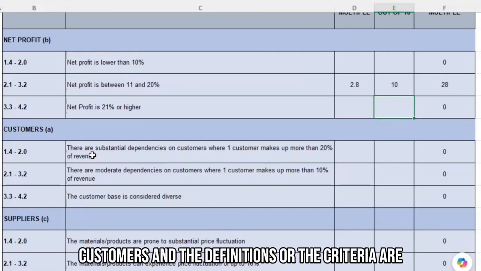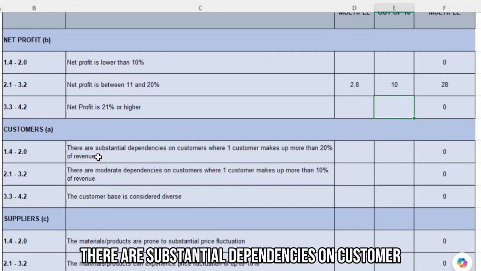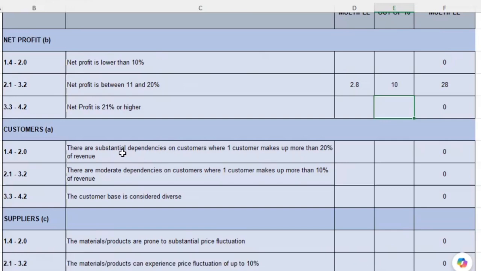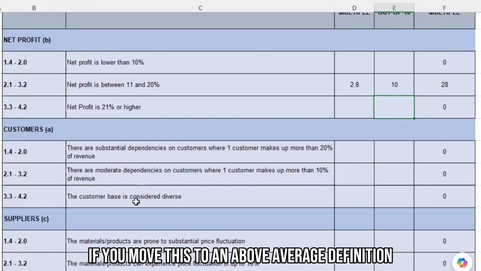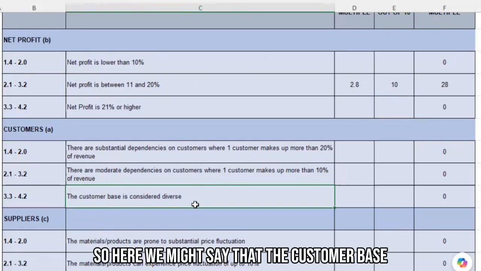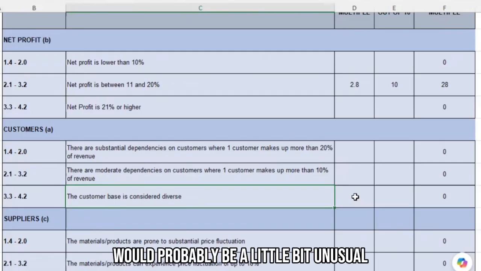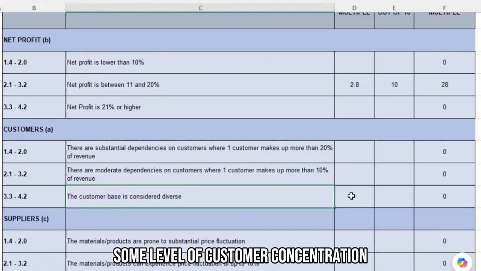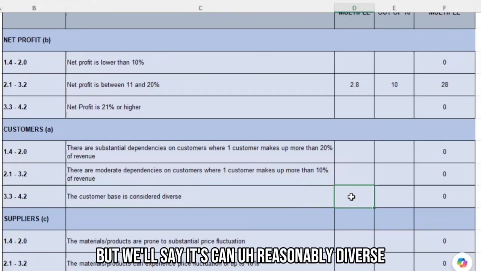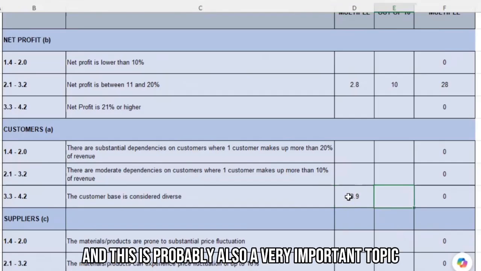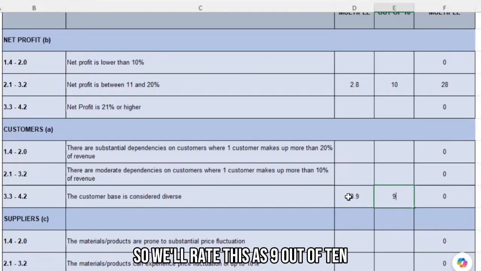Then let's move to the next risk characteristic, customers. The criteria are: there are substantial dependencies on customers where one customer makes up more than 20% of revenue. If you move this to an above average definition, the customer base is considered diverse. So here we might say that the customer base is considered diverse, which to be honest would probably be a little bit unusual for a food and beverage manufacturing business because they often have some level of customer concentration. But we'll say it's reasonably diverse, and we'll give this a score of 3.9. This is probably also a very important topic, so we'll weight this as 9 out of 10.